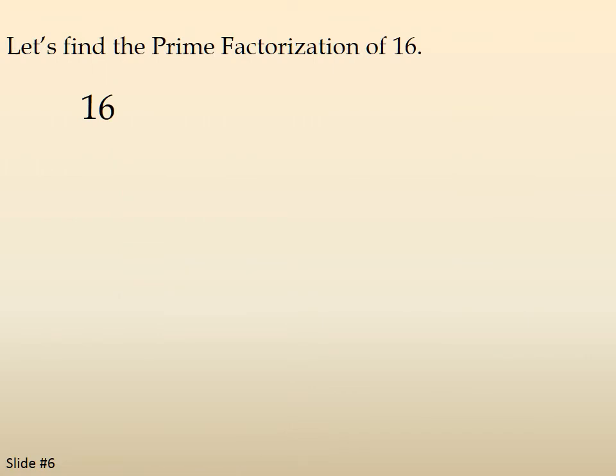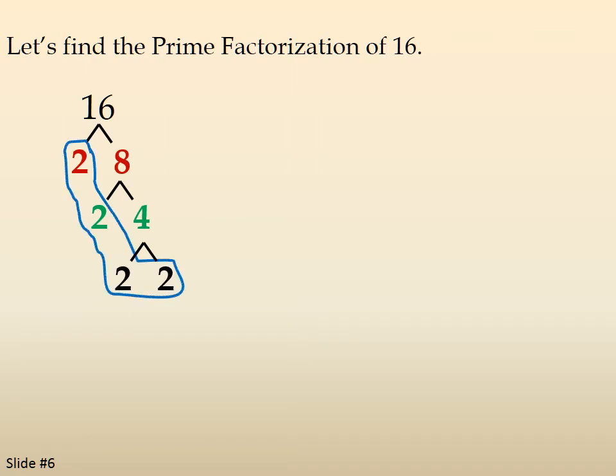Let's take a look at 16. 16 is 2 times 8. The 2 is prime, the 8 is not. 8 is 2 times 4. The 2 is prime, the 4 is not. We break the 4 down. Grab the numbers at the end of the stems, and we have 2 to the 4th.